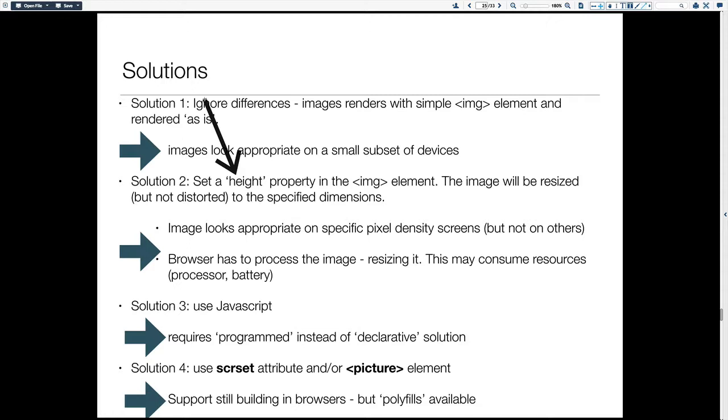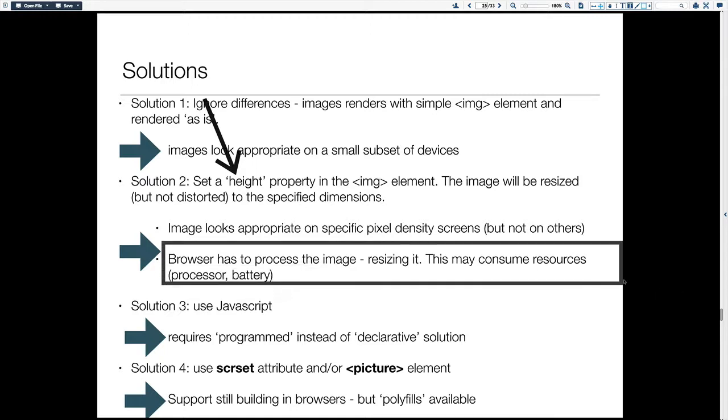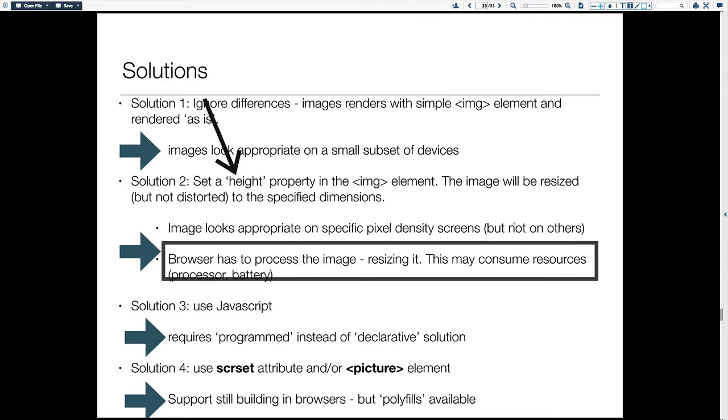It has a disadvantage in that the browser has to resize the image inside the browser device itself. For a desktop, that's not a big deal. For a phone though, particularly an older phone, that might require some local processing, which perhaps could be detrimental to battery life. So it's got a disadvantage. Third solution is to run with JavaScript. That is, to resize the image in code.